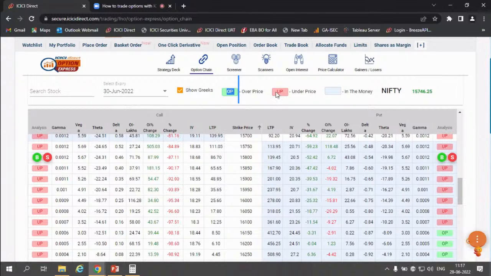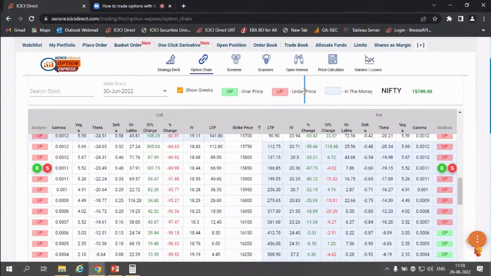The next is overpriced and underpriced. You can see all this analysis at the extreme left of the columns. It says UP, OP. So UP is nothing but underpriced, and OP is nothing but overpriced. What it means is underpriced and overpriced.